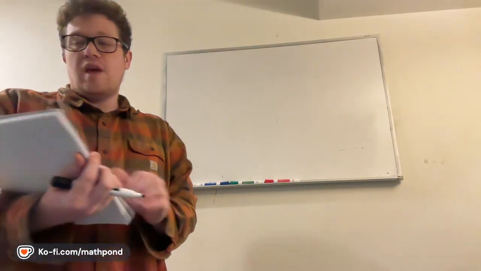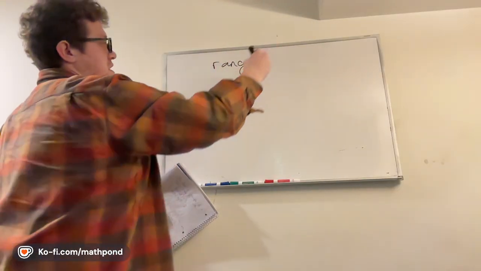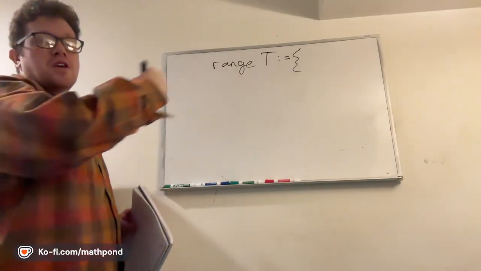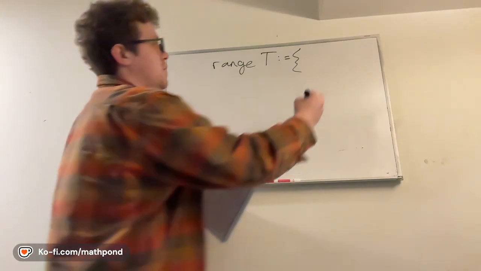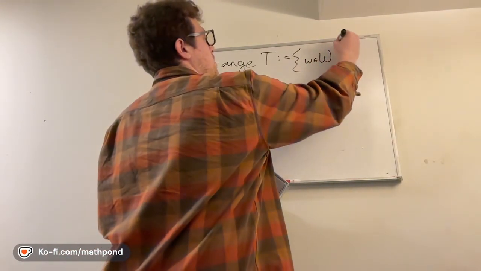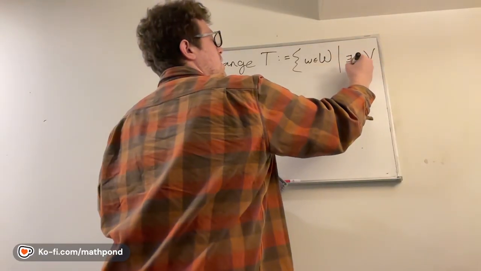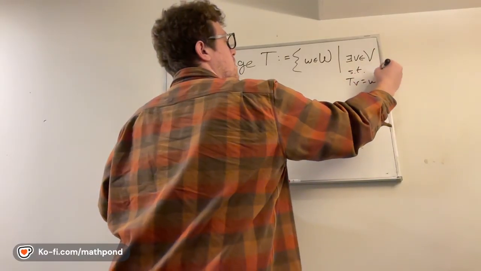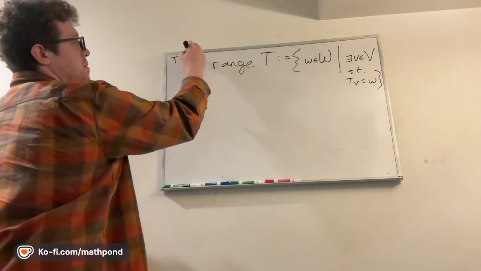Okay, so let's just write down range. I'll just give you the definition here. We'll talk about this again, but this is going to be all vectors in the codomain where there exists a vector in the domain that maps to it. So it's all w in W such that there exists a v in V such that T of v is w. Of course, our map T is some linear map from V to W, right?